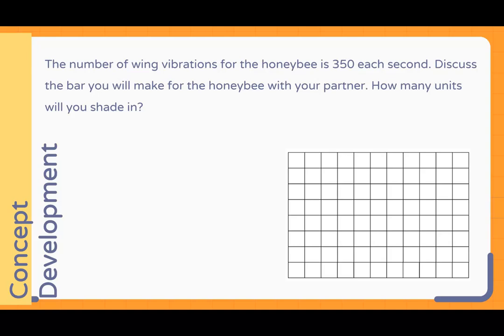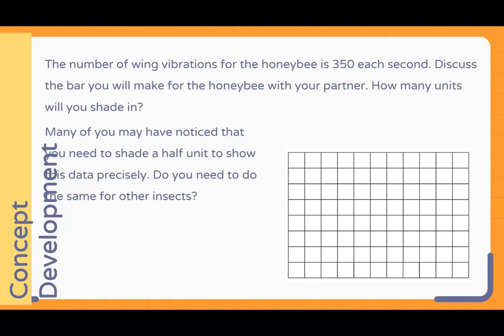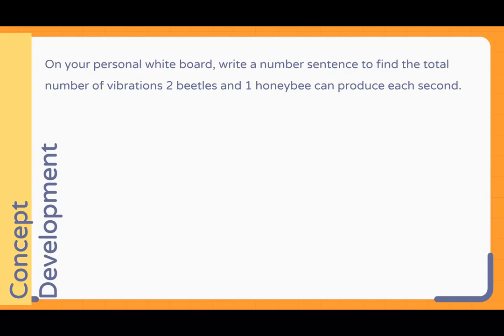All right, then we're moving on. Vibrations for the honeybee is 350 each second. Discuss the bar you will make for the honeybee. How many of you noticed that you need to shade a half unit? We did that. We'll have to do this for the fly. We did it. We shaded our bars. We got it.